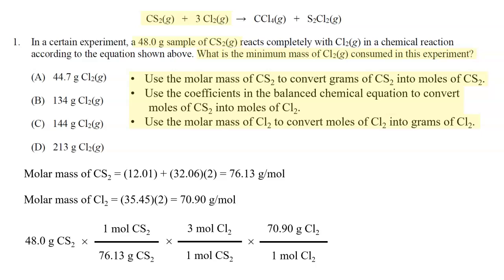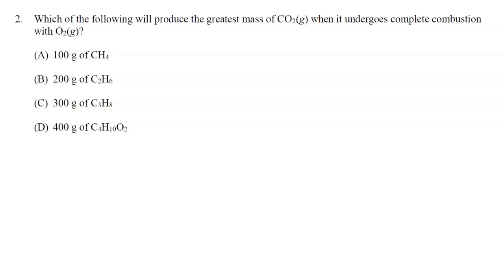So now all we have to do is pick up our calculator, and we'll start from left to right. 48 divided by 76.13 times 3 times 70.9, and that gives us an answer of 134 grams of Cl2. So the correct answer to question 1 is choice B. Now let's take a look at question 2.